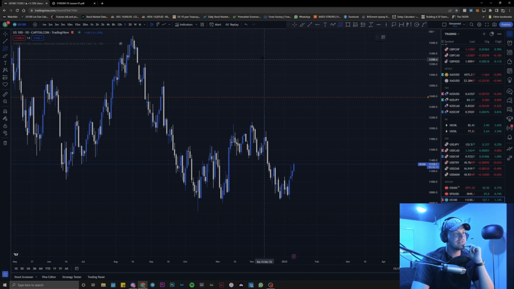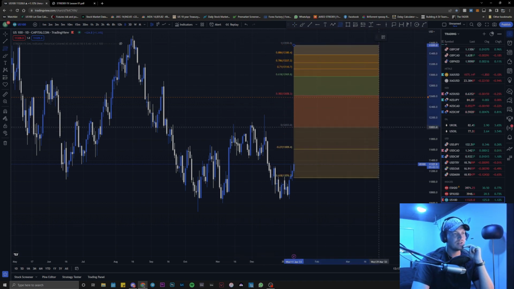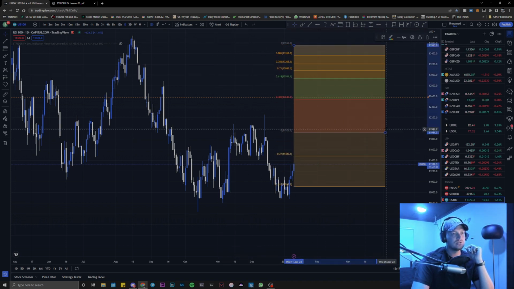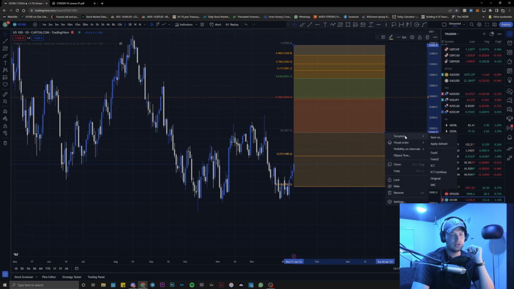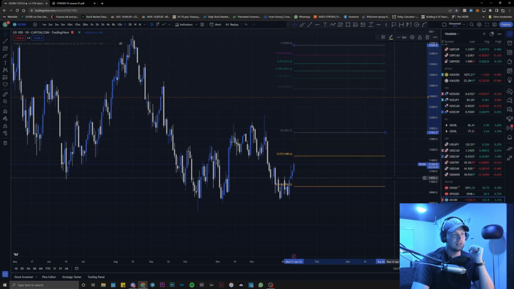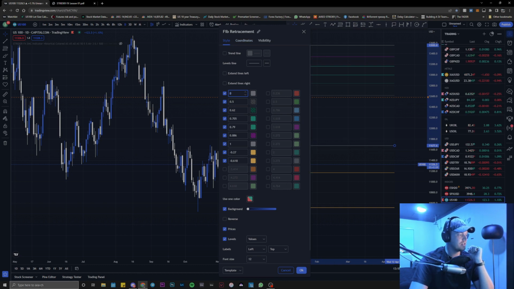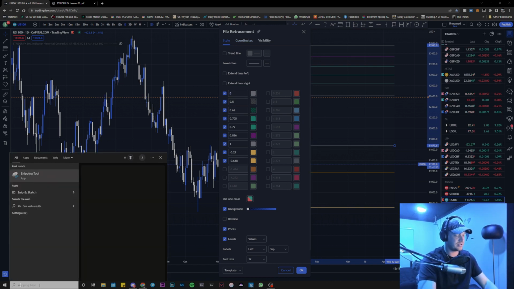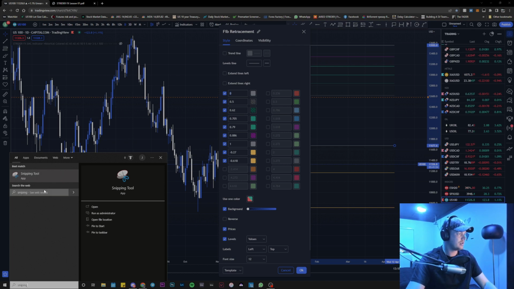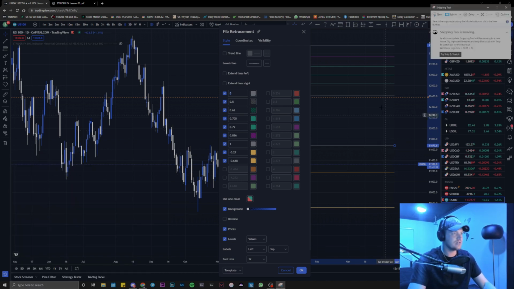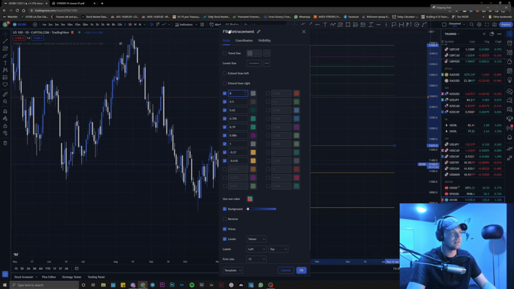Another thing is Fibonacci. I've got a few templates, but this is the one we're going to be using the most. I will take a screenshot of this and post it in the resources for you guys.